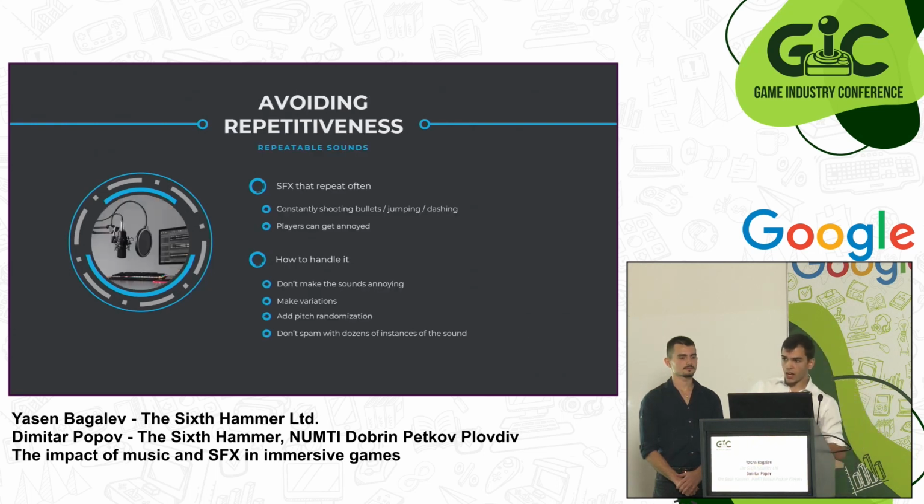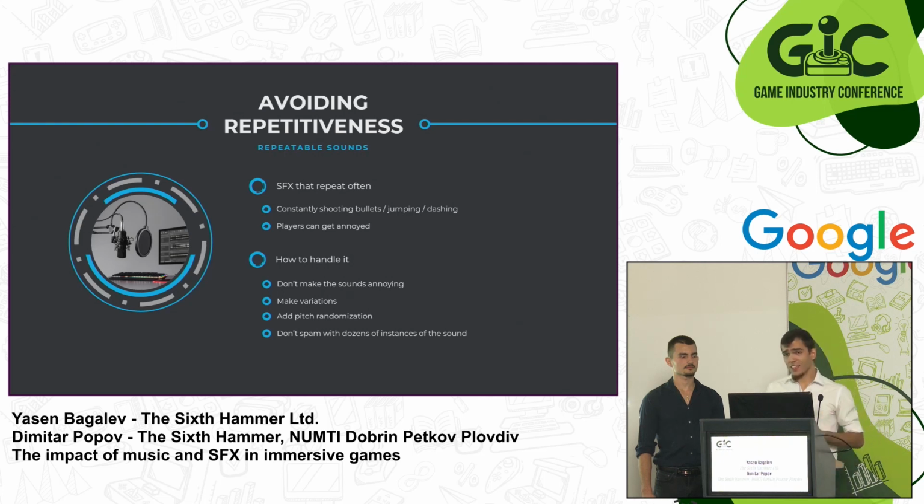So here you have these two tricky types of sound effects. One is the repeatable sounds, which are sounds that repeat very often, and the other is loopable sounds, which are essentially on loop. A good example of sound effects that repeat very often is when the player is constantly shooting bullets, or enemies are jumping and dashing all the time. And if you have the same sound played over and over and over again, the players can get very annoyed super fast, and they're just going to turn the volume down. So how to handle that?